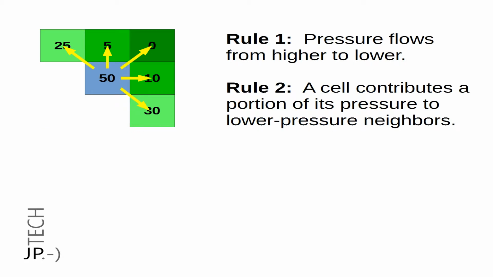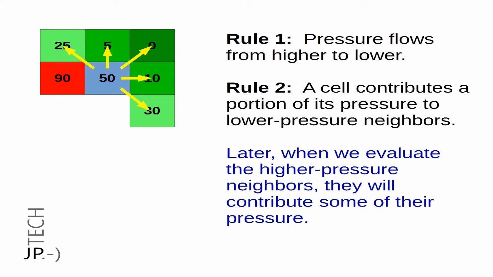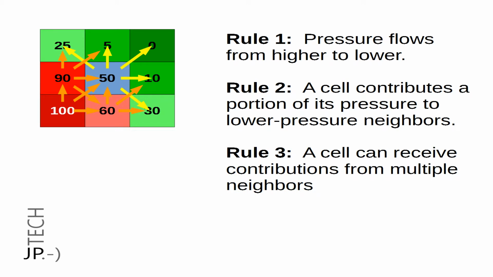Rule 2. A cell must contribute a portion of its pressure to all lower pressure neighbors. Later, when we evaluate the higher pressure neighbors, they will contribute some of their pressure. So that brings us to rule 3. A cell can receive contributions from multiple neighbors.